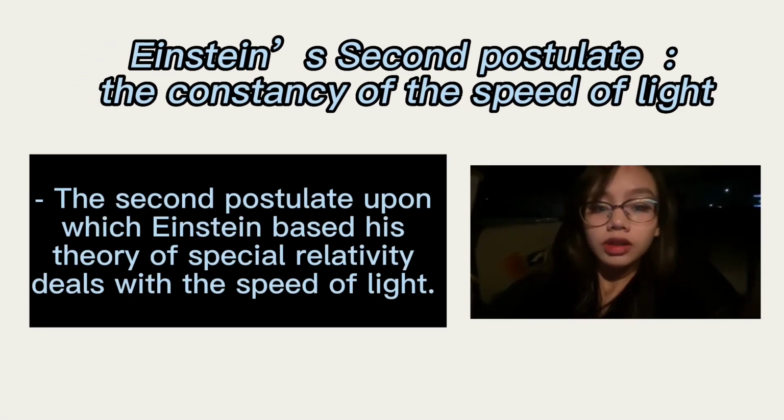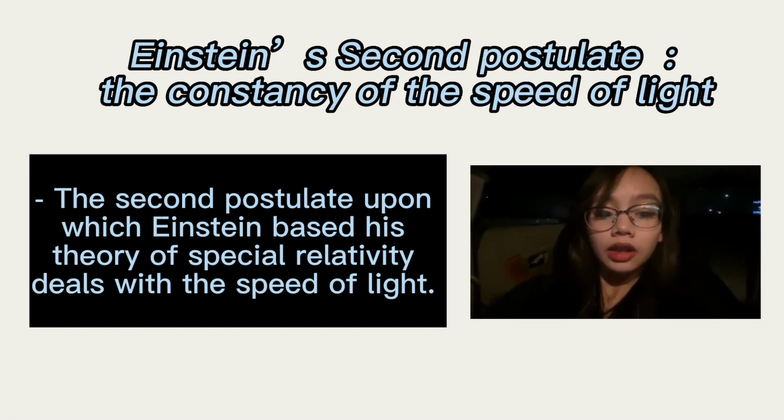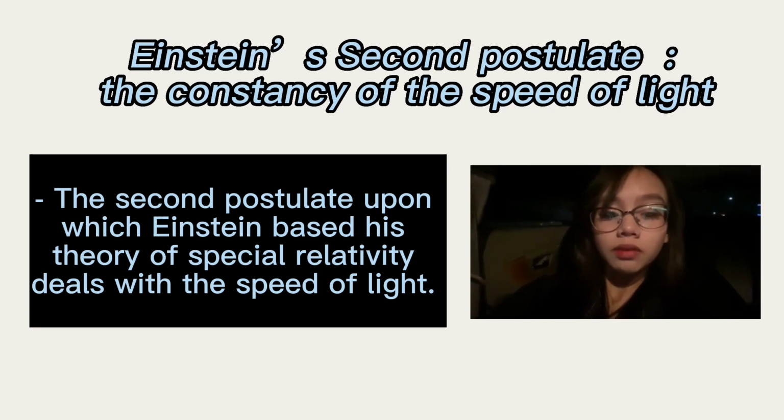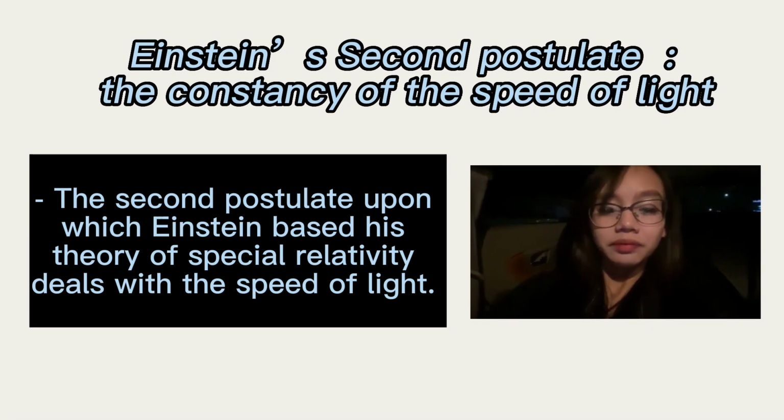Einstein's second postulate, the constancy of the speed of light. The speed of light in a vacuum is the same in all inertial frames of reference and is independent of the motion of the source. Although the speed of light changes when it moves through glass or water, it cannot go faster than 3 times 10^8 meters per second, its speed in a vacuum.